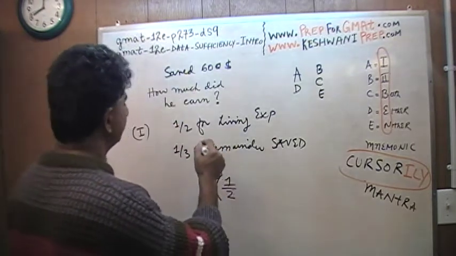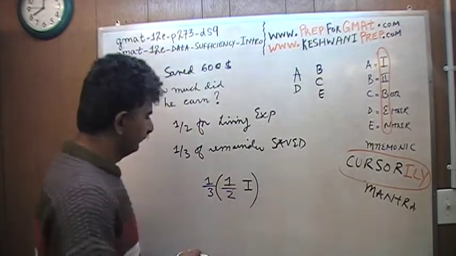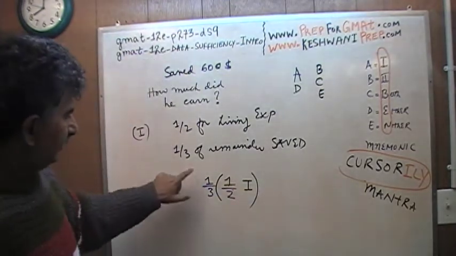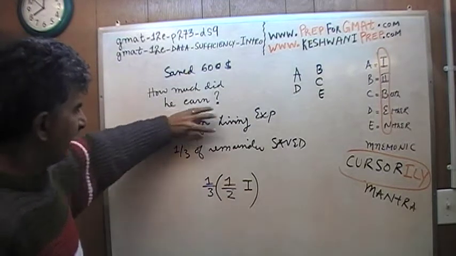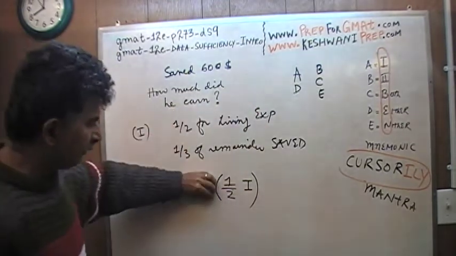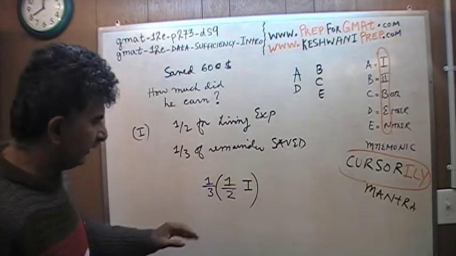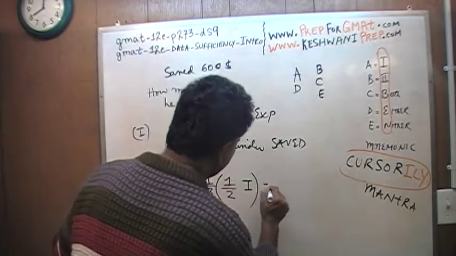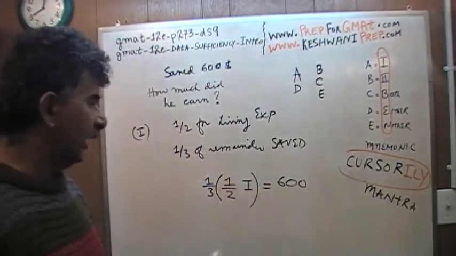Half of his income, let's call it I, there you go. So that tells me that a third of the remainder was half of the income, because he already spent half on the living expenses. So the leftover was half and he saved a third of it. So this is the amount that he saved, and we know that that equals 600.